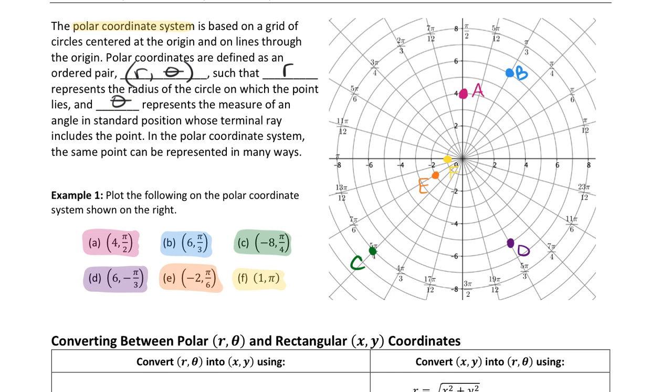So which one does not belong? Here's where you should have plotted A. Here's where you should have plotted B. Here's where you should have plotted C. And here's where you should have plotted D. Which means D is the one that does not belong.